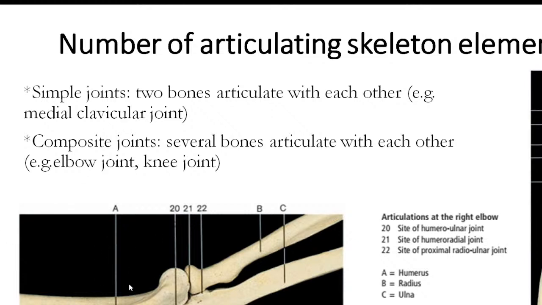Composite joint: several bones articulate with each other. You see the elbow joint and knee joint. What do you see? This is humerus, this is radius, ulna. These bones form the elbow joint. It is a composite joint. This is simple, this is composite.